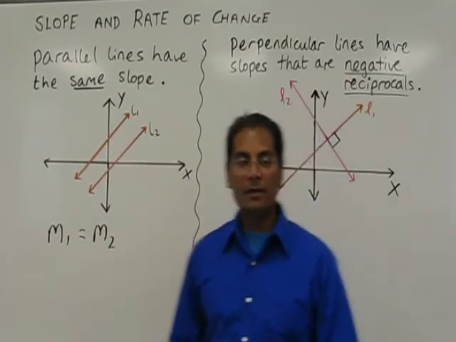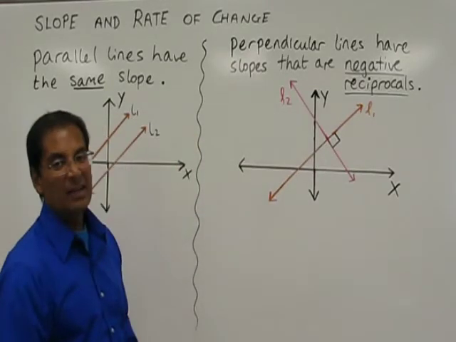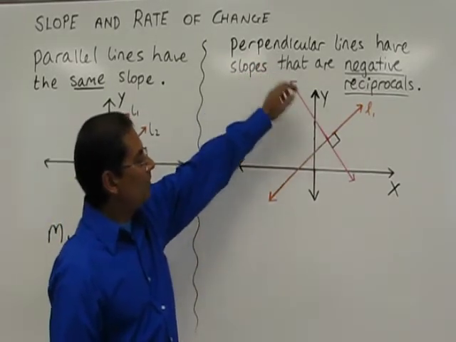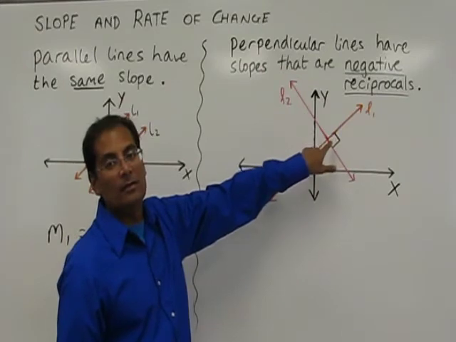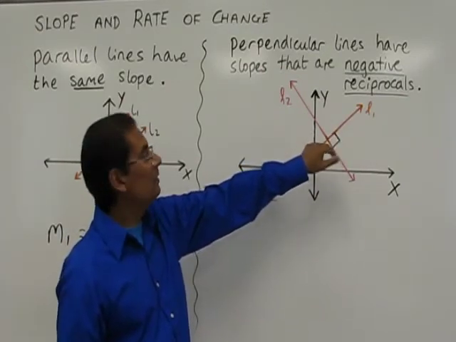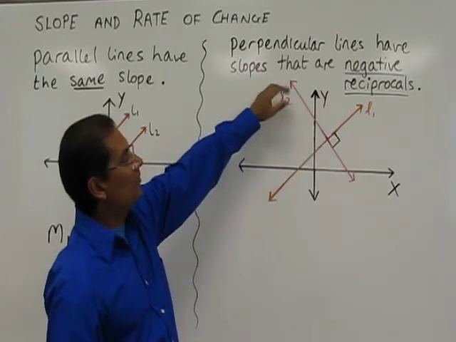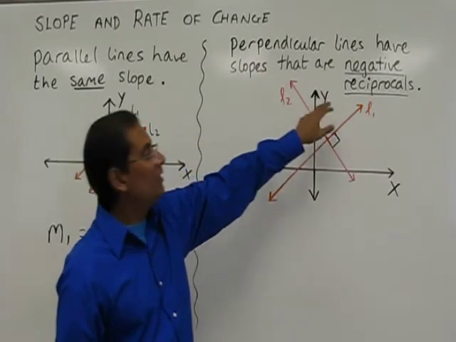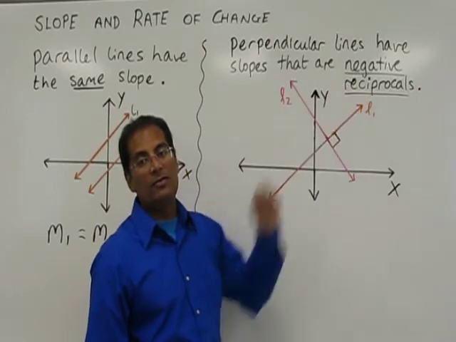On the other hand, perpendicular lines are at 90 degrees to each other. They run at 90 degrees, or a right angle, to each other. Perpendicular lines have slopes that are the negative reciprocals of each other.